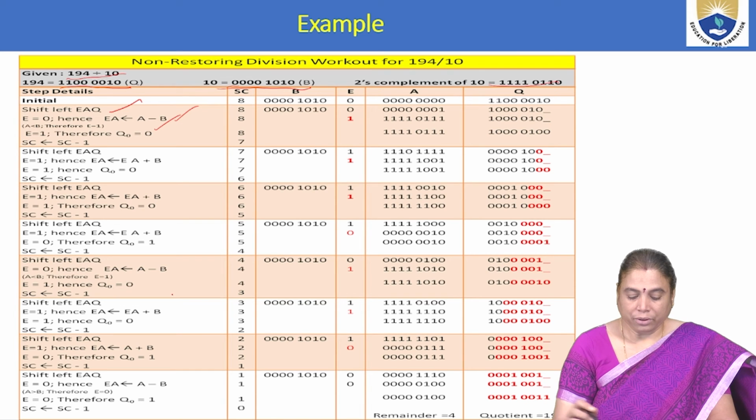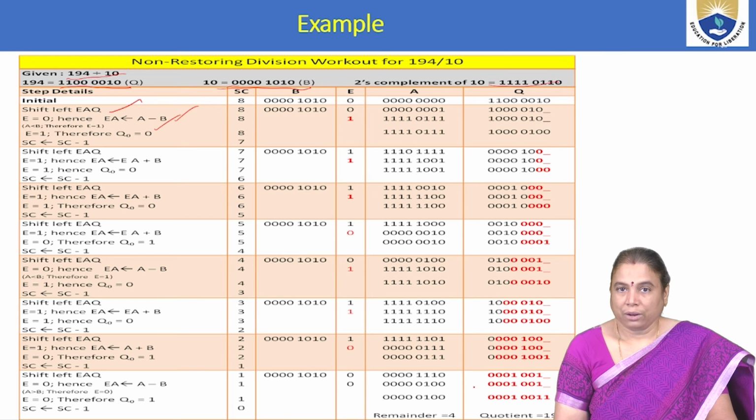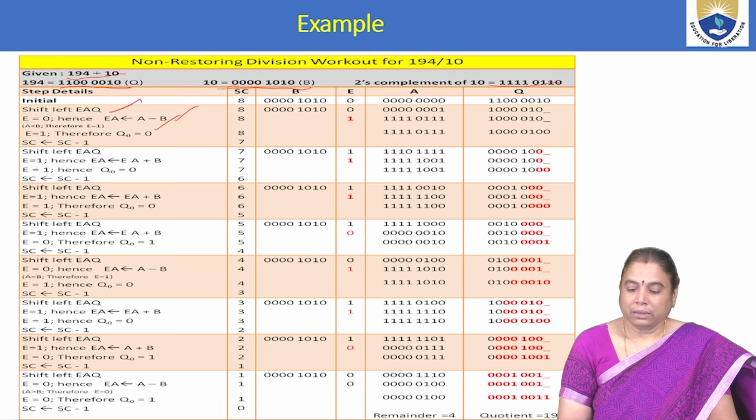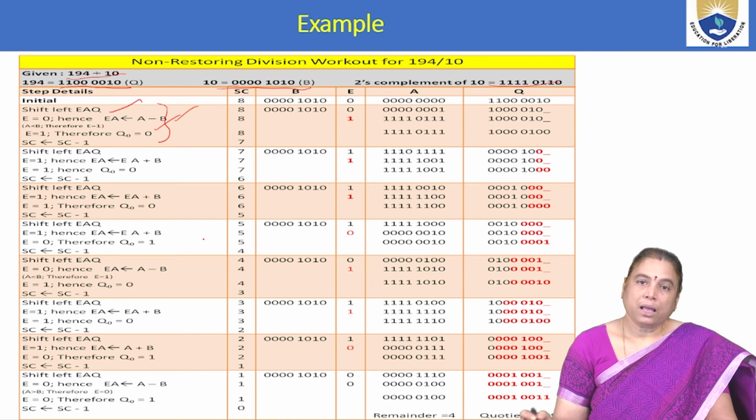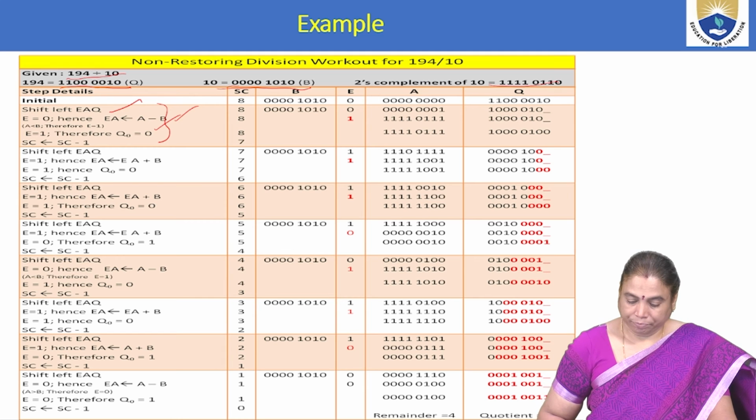At the last, after the counter is exhausted to the number of bits, the plus operation is performed on the final remainder in order to restore the actual value, if it is a negative case. This way, the non-restoring division algorithm works. Each iteration, these steps are repeated until SC reaches the number of bits of the dividend.